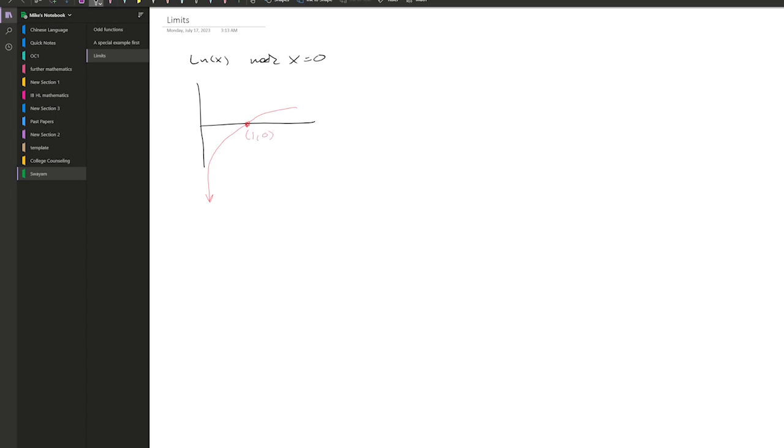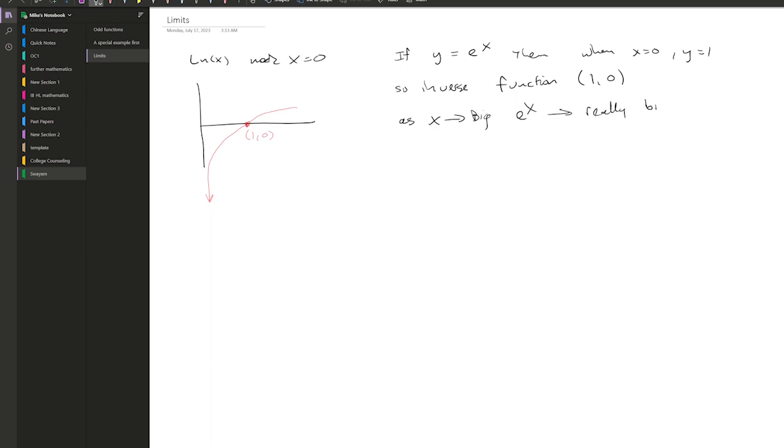And so there might be a lot of questions about, like, why. Well, so if y is e to the x, then when x is 0, y is 1, and so the inverse function must go through (1, 0), and so that's just right there on that map. And then we're looking at other things. As x gets big, e to the x gets really big. Okay, that's good to know.